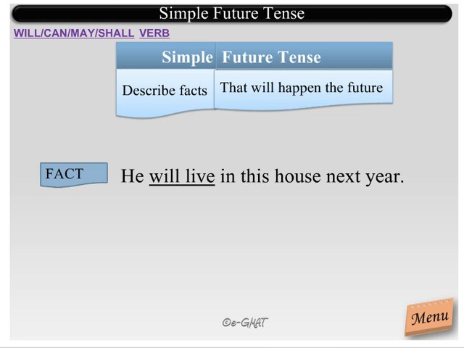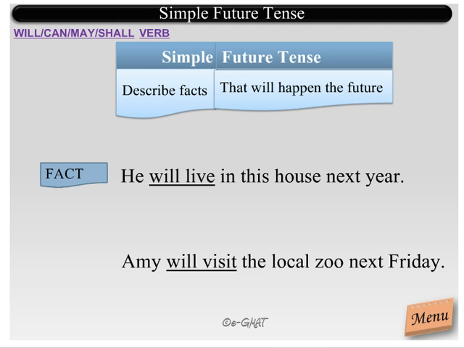Another example, Amy will visit the local zoo next Friday. Here again, will visit is in simple future tense since this sentence states an event that will be valid in the future, in this case next Friday. Click on the menu to return.